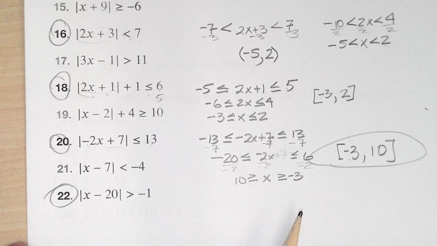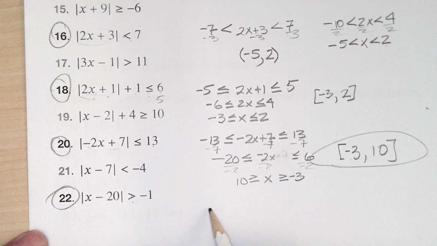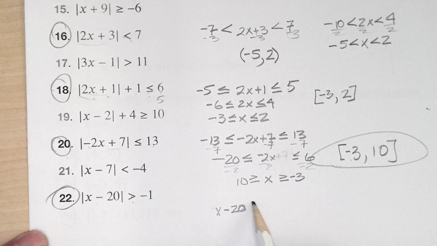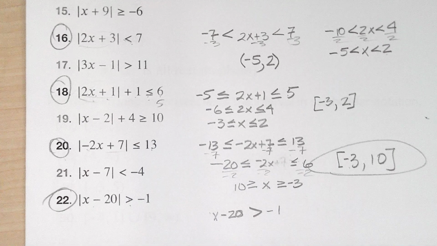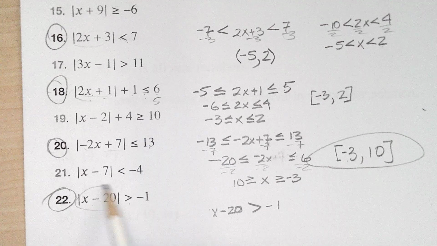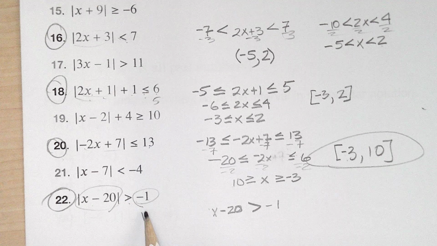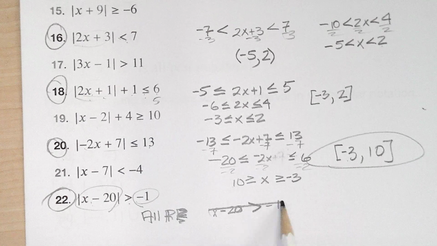Okay, here's one where we got to be greater. So x minus 20 has to be greater than -1. This is not a good one because absolute value is always positive, which is always greater than -1. So this is all reals. Everything works in here for x. All reals is a capital R with a double stroke.